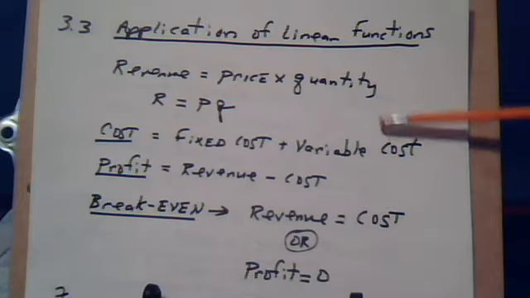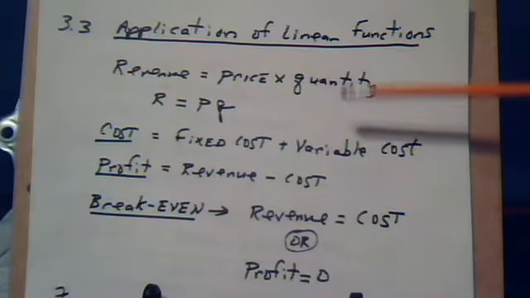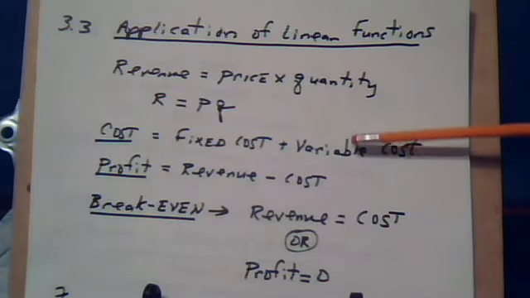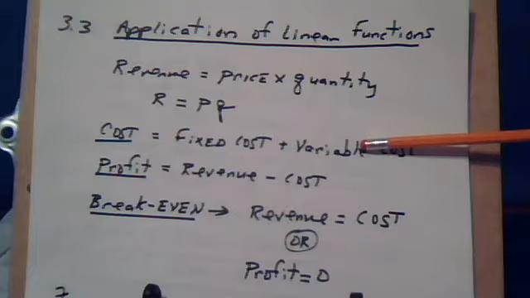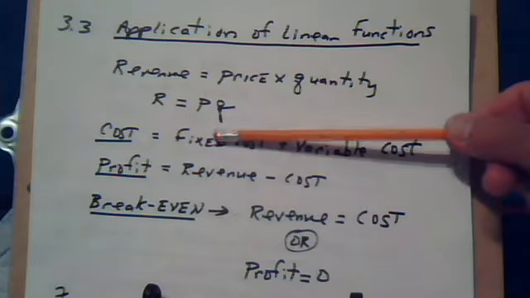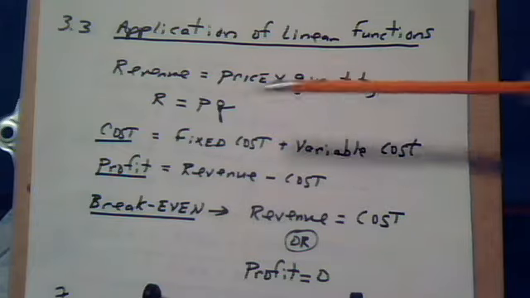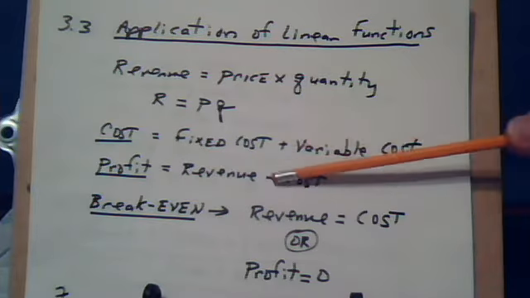And variable cost is if you're making calculators, well, the more calculators you make, the more it's going to cost. The less calculators, the less it's going to cost. So it varies. In an equation, this will be a number, a constant, and this will have a variable because it varies. Profit is defined as revenue minus cost.